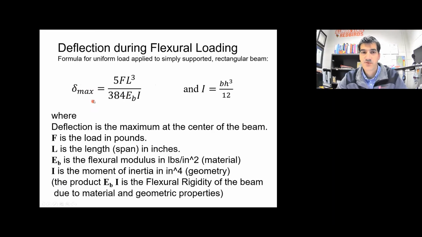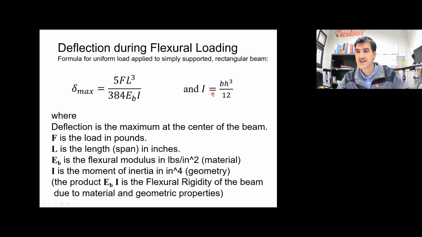Here's our equation for deflection for a simply supported shelf with a uniform load applied to it. Like I said before, we're going to have to find this I. We don't know that yet, and we don't know F yet either. But the span is given to us and the flexural modulus is given to us. So once we find those, we can plug them in and solve for it.